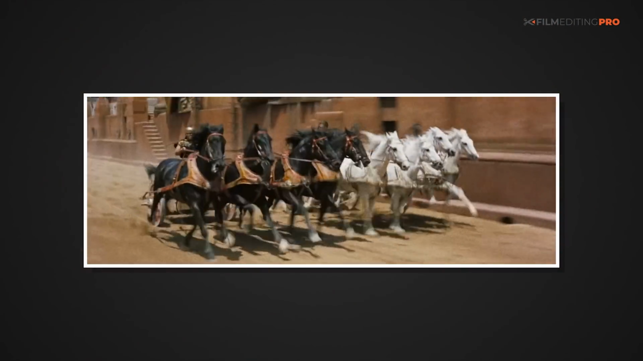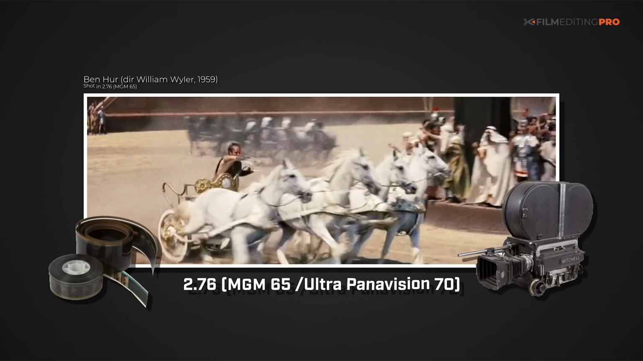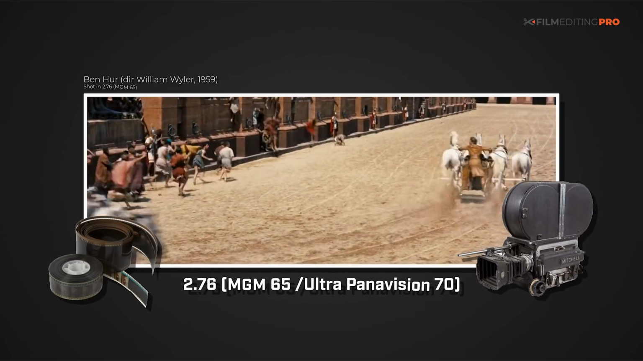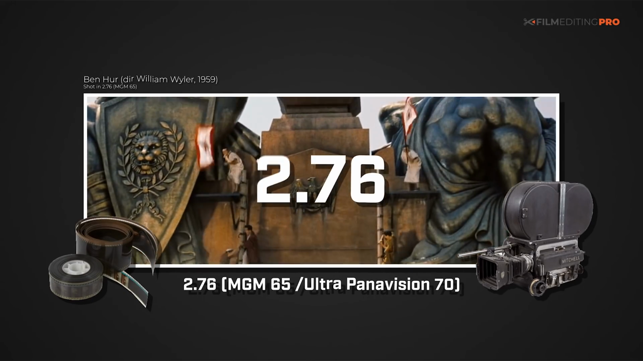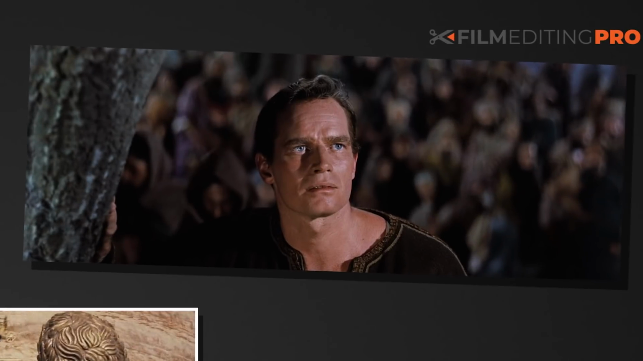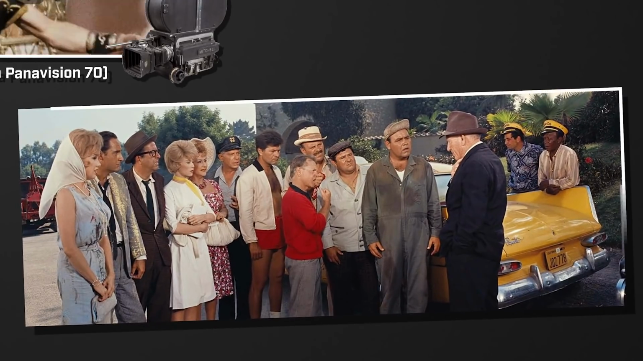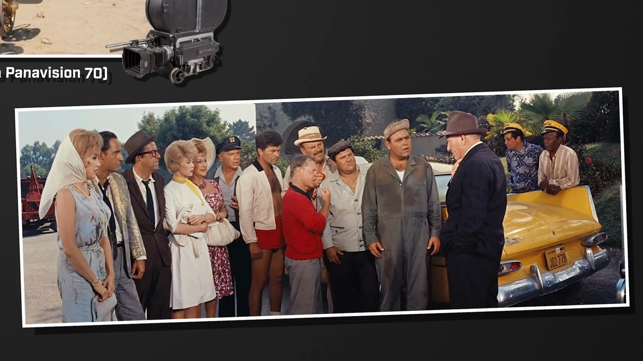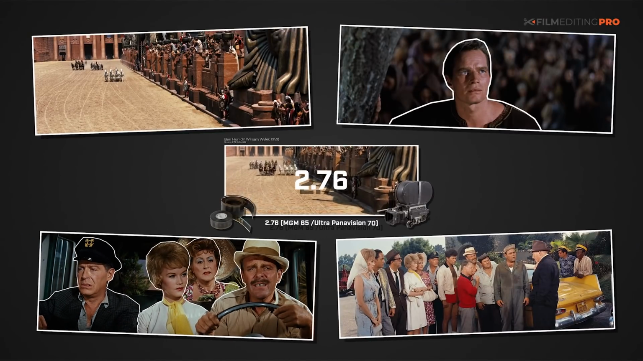Another attempt to address the resolution issues of 35mm was the MGM 65 camera system, later known as Ultra Panavision 70. Coupled with a 1.25 times anamorphic lens, MGM 65 yielded a stunning aspect ratio of 2.76. It's capable of presenting incredible set pieces, but struggles with more intimate subject matter. Look how much empty space is required to frame a clean single. In 2.76, clothesline staging is on steroids. But with careful and deliberate framing, it can create engaging compositions.